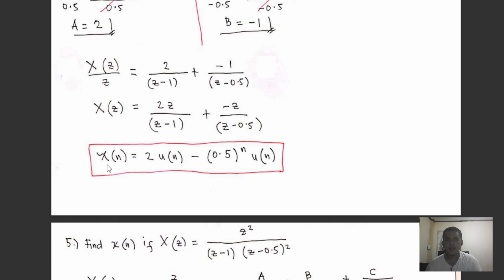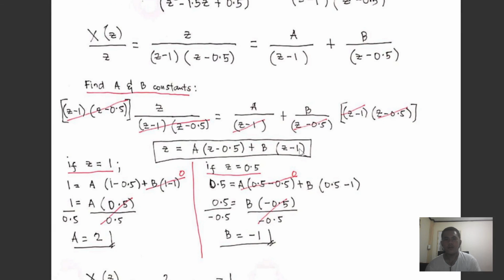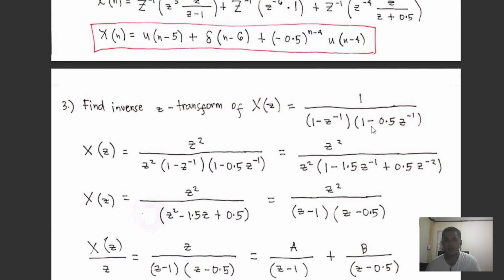So we find this in the Z transform table. We find this and we get the inverse Z transform, which is 2 u[n] minus 0.5 raised to the power of n u[n]. So this is the inverse Z transform of this system.